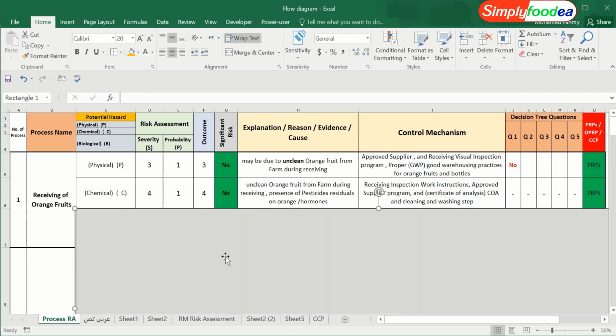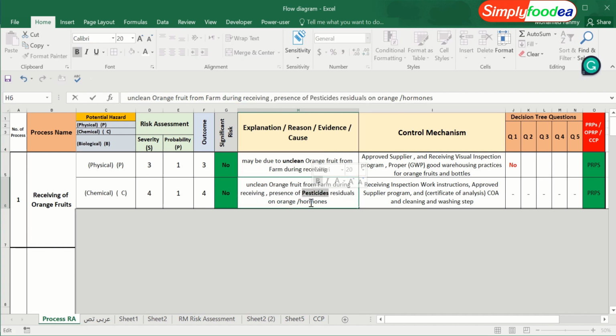The chemical hazard also has severity 4 and probability 1, so it is not a significant risk. Why? The explanation, sorry: the unclean orange fruit from the farm during receiving and the presence of pesticide residuals and hormones in the fertilizers in the orange field or farm. Okay, so the control mechanism will be the receiving inspection work instruction, the approved supplier program, and the certificate of analysis, which is very, very important from the supplier, and the cleaning and washing step later on.